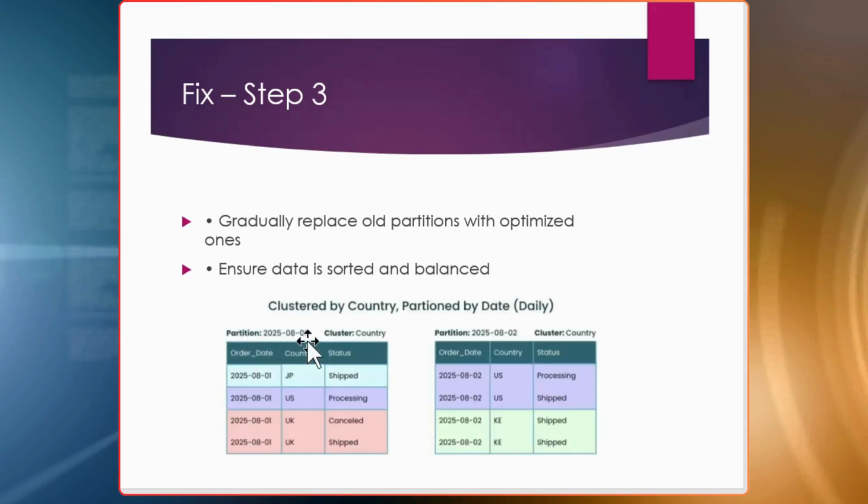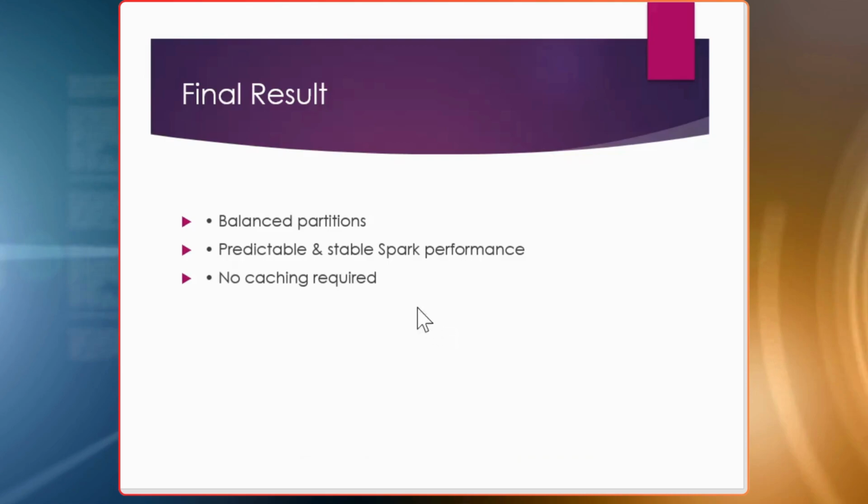So you apply the cluster by country and partition by date. You can see that within one partition, it will obviously be sorted based on the country as well, so that any system can easily identify the records though it has imbalanced data. So the final result is we can balance the partitions and get predictable Spark performance. So no cache is required here.